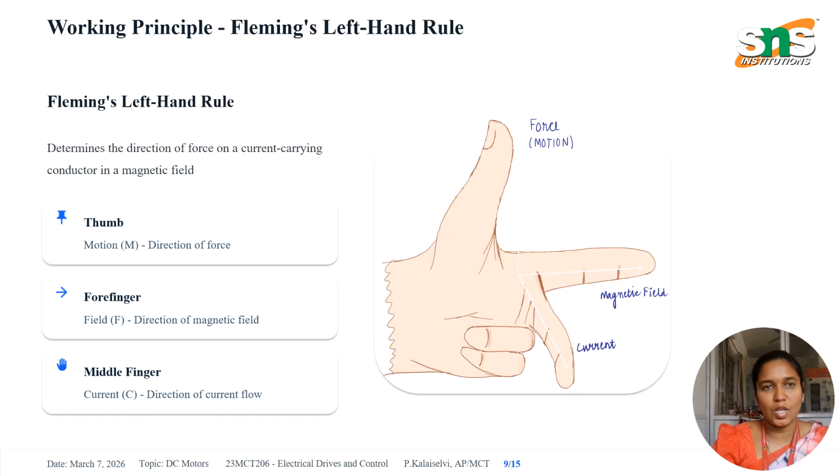This is the operation, and the DC motor works mainly based on Fleming's left hand rule. The direction of force is determined by Fleming's left hand rule: thumb, forefinger, and middle finger. The thumb indicates the direction of the force or motion. The forefinger is for the direction of the magnetic field. The middle finger is for the direction of current. This rule helps determine the direction of motor rotation.